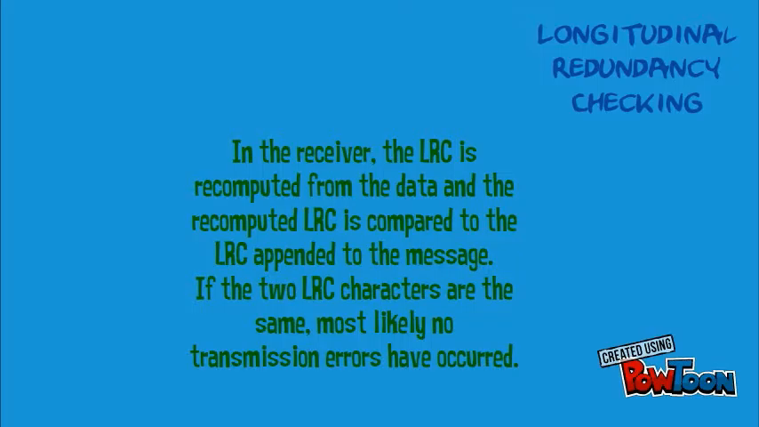In the receiver, the LRC is recomputed from the data and compared to the LRC appended to the message. If the two LRC characters are the same, most likely no transmission errors have occurred. If they are different, one or more transmission errors have occurred.